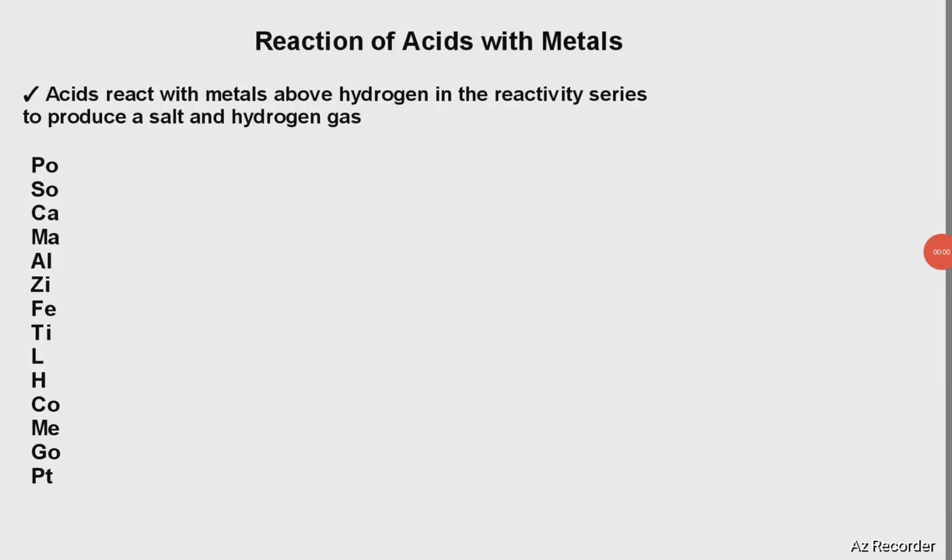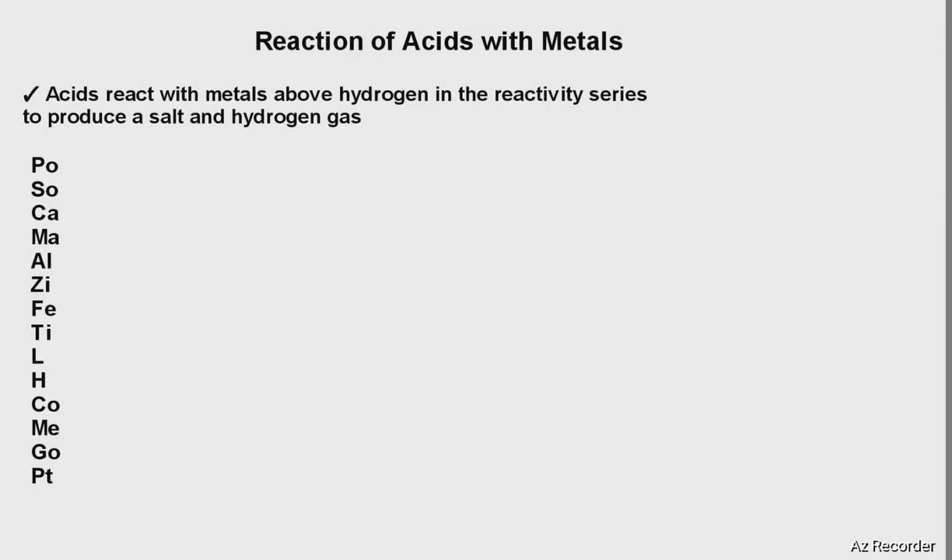Hello and welcome to this video continuation on the acids, bases and salts series. In our previous video we started discussing the reaction of acids with metals, and we said acids react with metals that are above hydrogen in their reactivity series, and this will produce a salt and hydrogen gas.